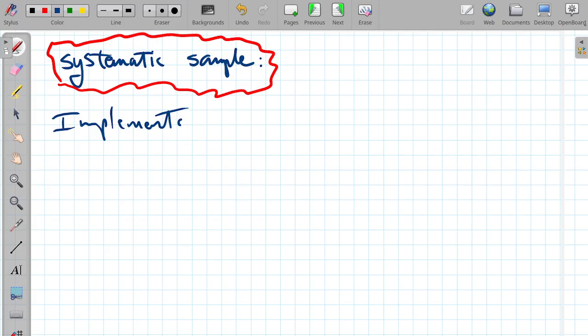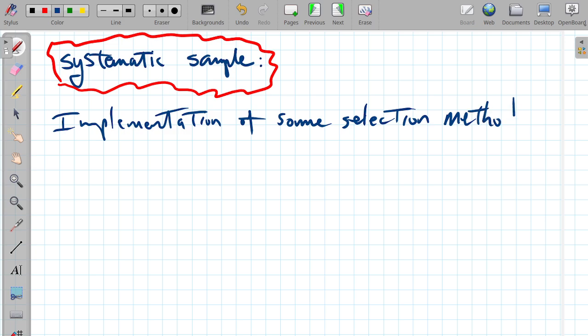Implementation of some selection method. And like I said, there's many ways to do this. It really comes down to what is it you're trying to identify? What is it you're trying to study? And again, how difficult is it to do it?